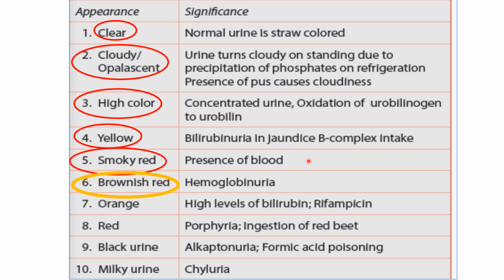Brownish red color is seen in hemoglobinuria. Orange color is seen in high levels of bilirubin or due to certain drugs, for example, rifampicin. Red colored urine is seen in porphyria or due to ingestion of red beet. Black urine is seen in alkaptonuria and milky white urine is seen in chyluria.